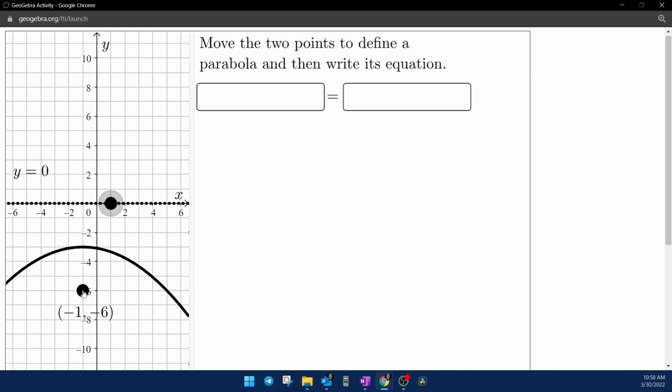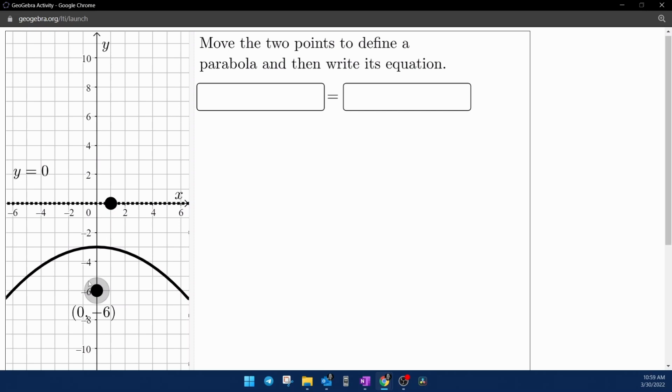And then I'm going to move the focus over onto an axis. And then that should give us a nice distance from the vertex to the directrix to the focus. Again, do you see how those all line up on a line perpendicular to the directrix? And again, that should make your calculations easier. Okay, but wait a second.